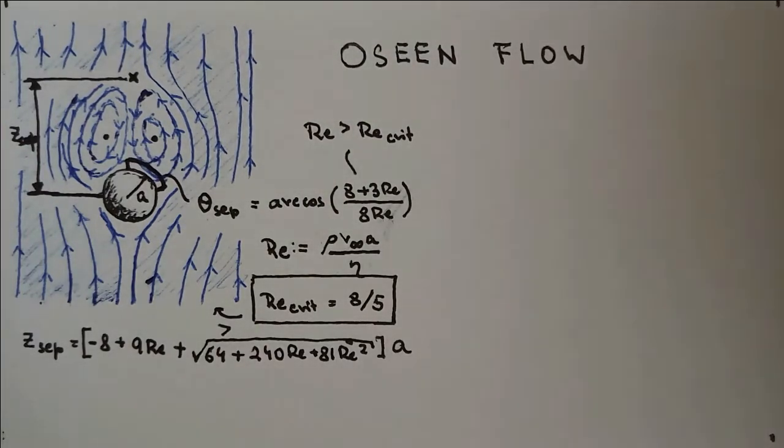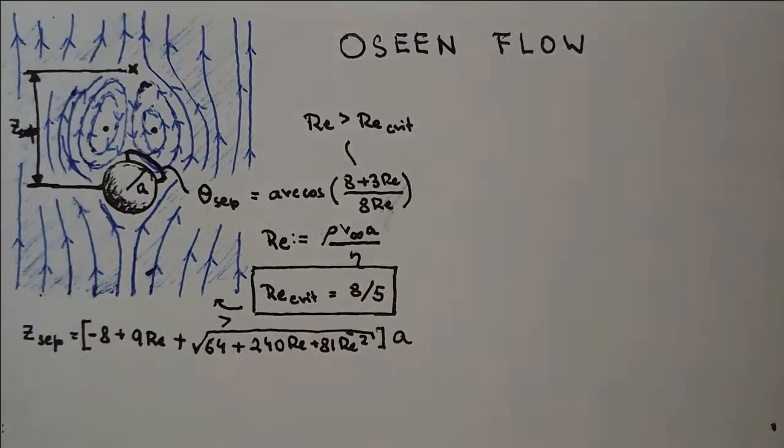Today I will derive the Oseen flow approximation. The Oseen flow approximation is a better approximation than the Stokes approximation because it includes the inertial term of the fluid. Let us examine the problem, and we will derive it. It is not so easy, but we will do it.